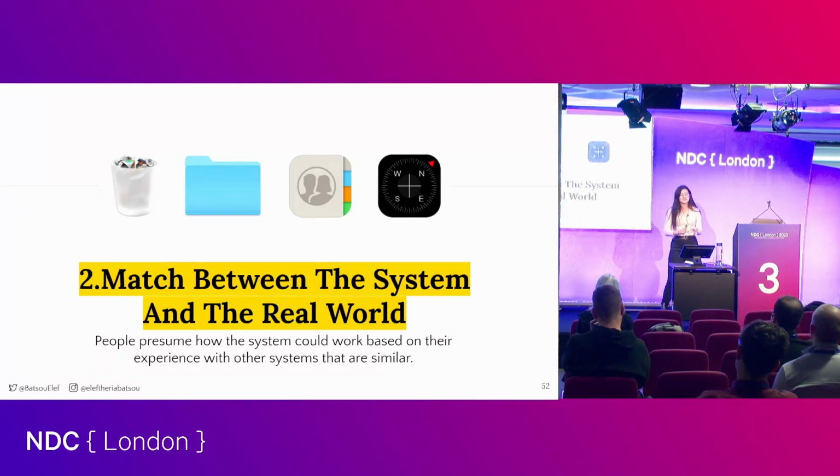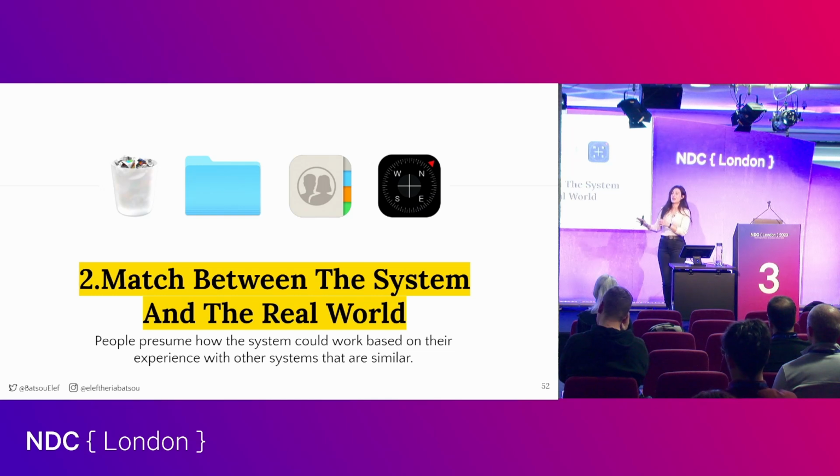The second one is a match between the system and the real world. Your users are probably using other products 90% of their time, and maybe, if you are lucky, they will devote 10% of their time to using your product. Don't try to change everything, because they know how things work based on other applications, based on other services, so you don't want to change everything. If you have a compass, a bin, a folder, don't try to make something new. Use the things that we already know and we are already using.